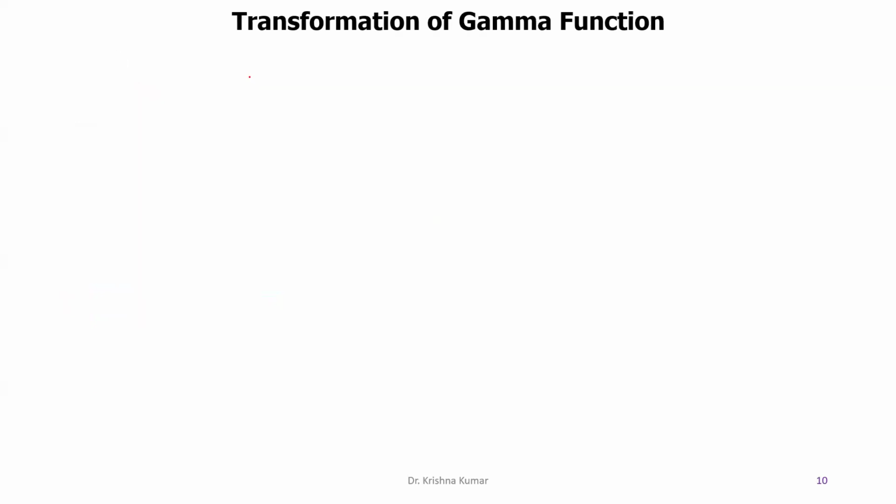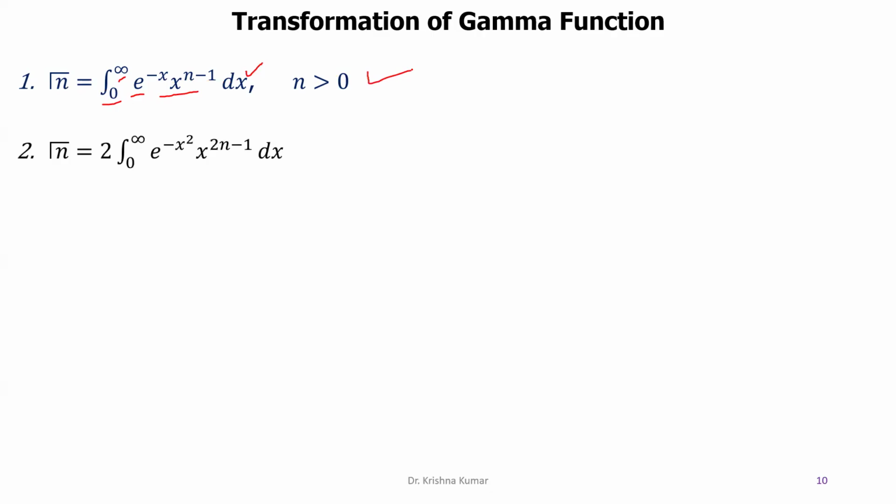Now transformations of gamma functions. There are some different forms of gamma function that can also be considered as alternate definitions of gamma function. First, we know what the gamma function is: gamma of n equals the integration of e to the power minus x, x to the power n minus 1 under the limit 0 to infinity with respect to x, where n is greater than 0. Now it can also be written as gamma of n is equal to 2 times the integration of e to the power minus x square, x to the power 2n minus 1 under the limit 0 to infinity with respect to x. So this is an alternate definition of gamma function.